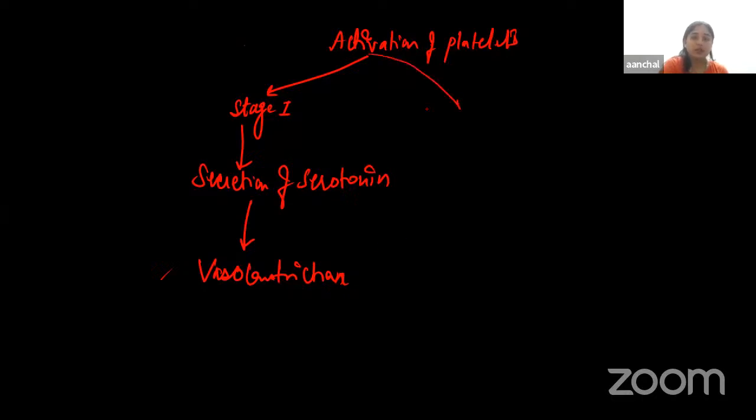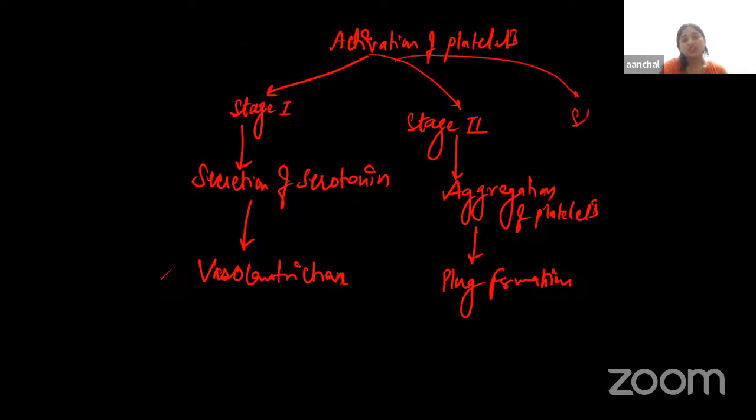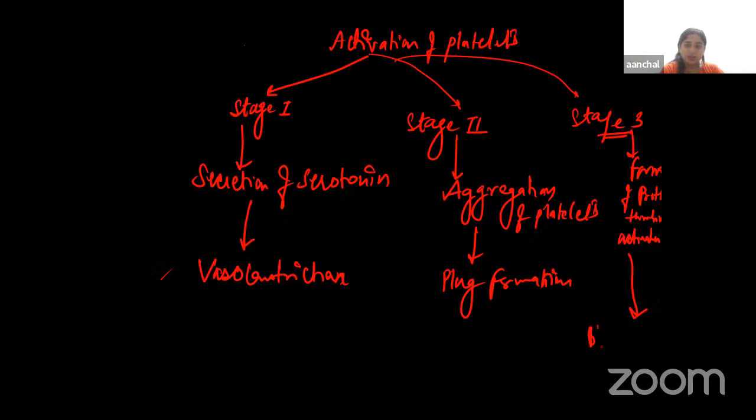Okay. Now, the second thing, or stage two: what will happen? There will be aggregation of platelets, and it will cause the plug formation, or we can call it the formation of a temporary hemostatic plug, right? Stage three: now what will happen? There will be formation of prothrombin activator, and this prothrombin activator is responsible for the process of blood clotting, right? So this is all about how the process of hemostasis takes place, right?